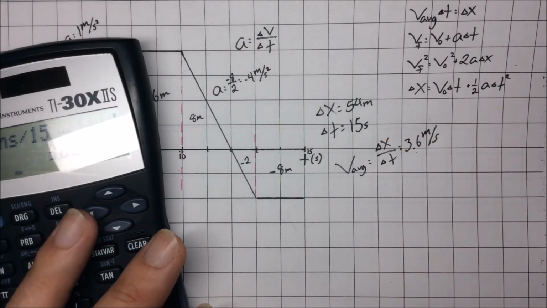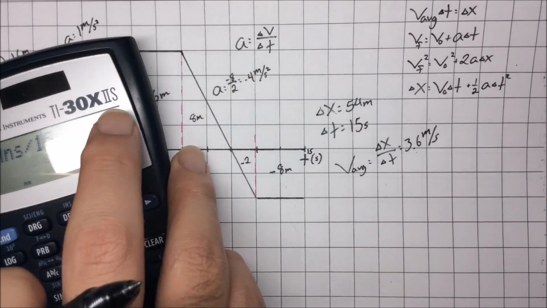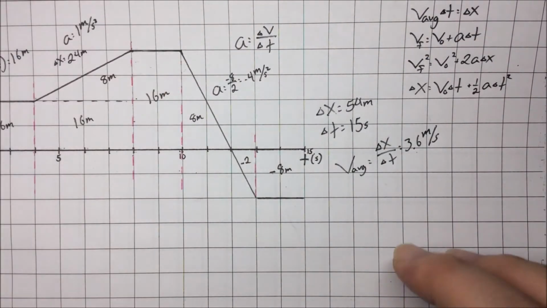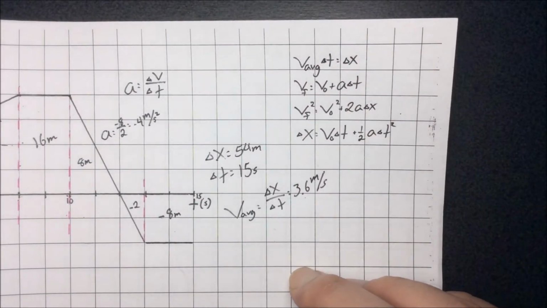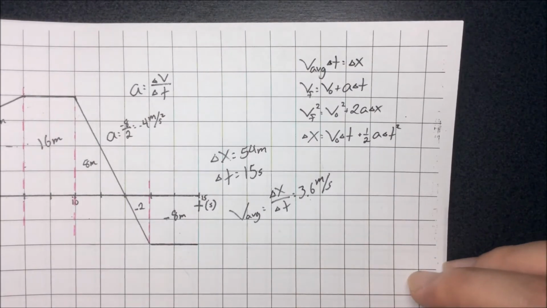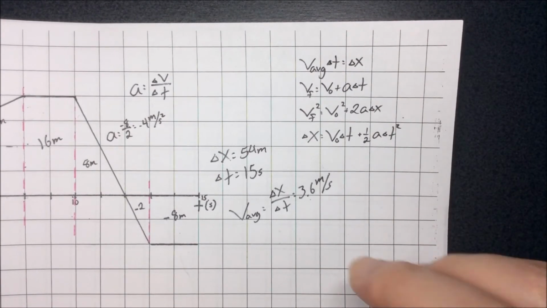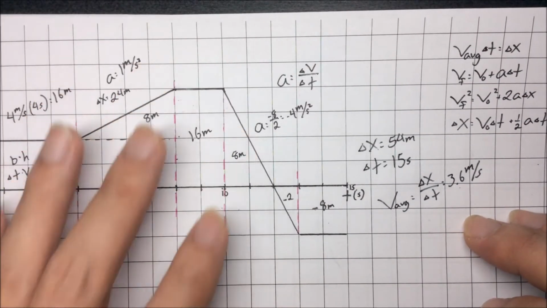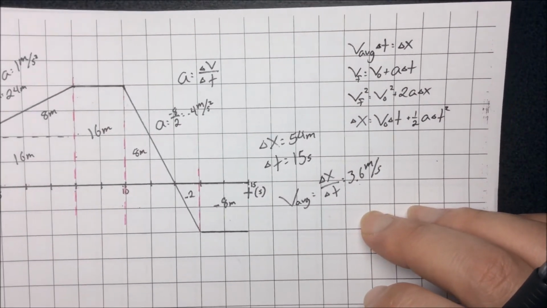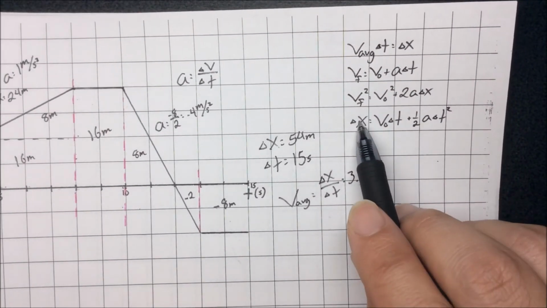Okay, so the average velocity is 3.6 meters, and ta-da, we are now into the portion where you say, hey, what are the equations to all this stuff? Because physics, I heard there are all these equations that we need to know, and these are them. Same stuff that we did over here, except these are in equation format. And in particular, I want to take a look at this one.